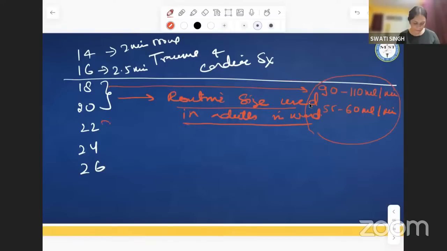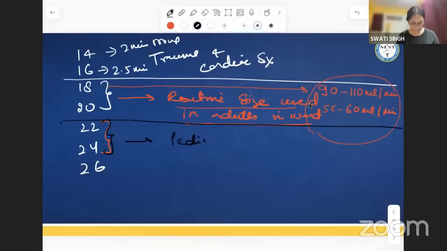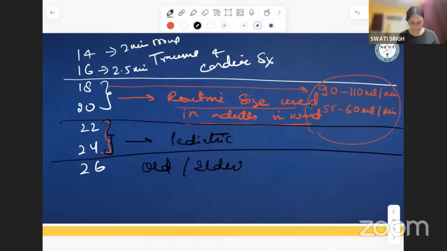Now 22 gauge and 24 gauge are used in pediatrics. And 26 gauge is used in elderly patients or premature infants. Okay. So these are the indications.